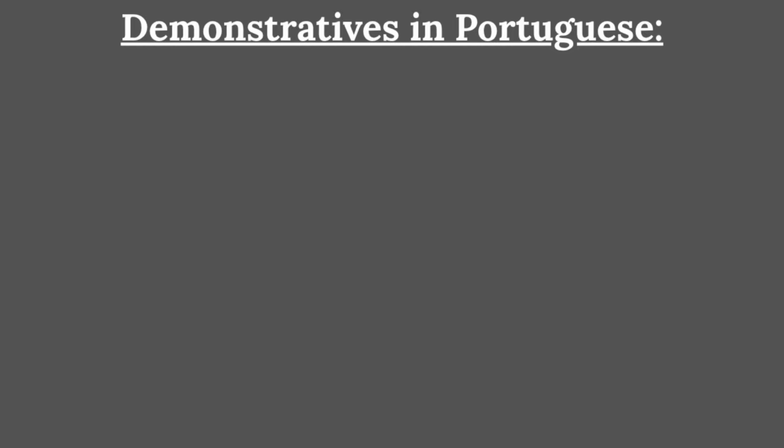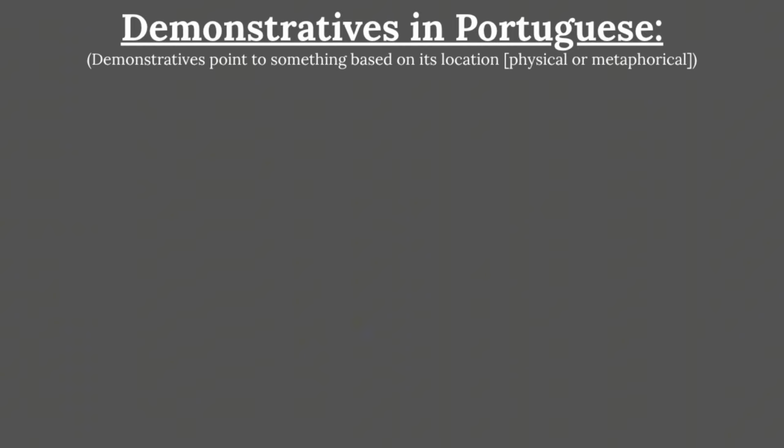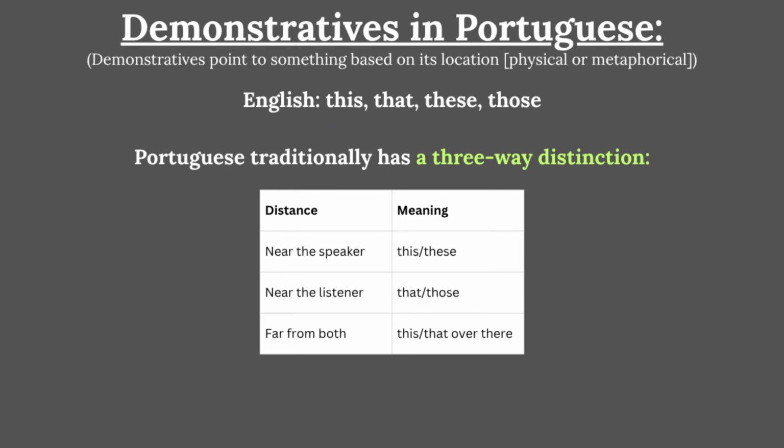Demonstratives in Portuguese are words that point out specific things or people. In English, these are this, that, these, those. But in Portuguese, they can change based on distance, gender, and number. Near the speaker, near the listener, and far from both.